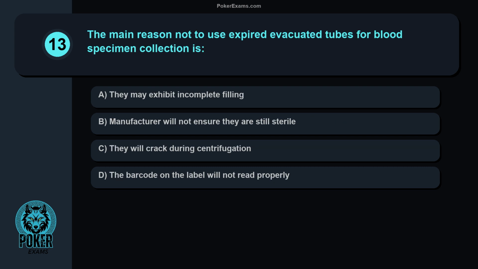Question 13. The main reason not to use expired evacuated tubes for blood specimen collection is: they may exhibit incomplete filling. Manufacturer will not ensure they are still sterile. They will crack during centrifugation. The barcode on the label will not read properly.